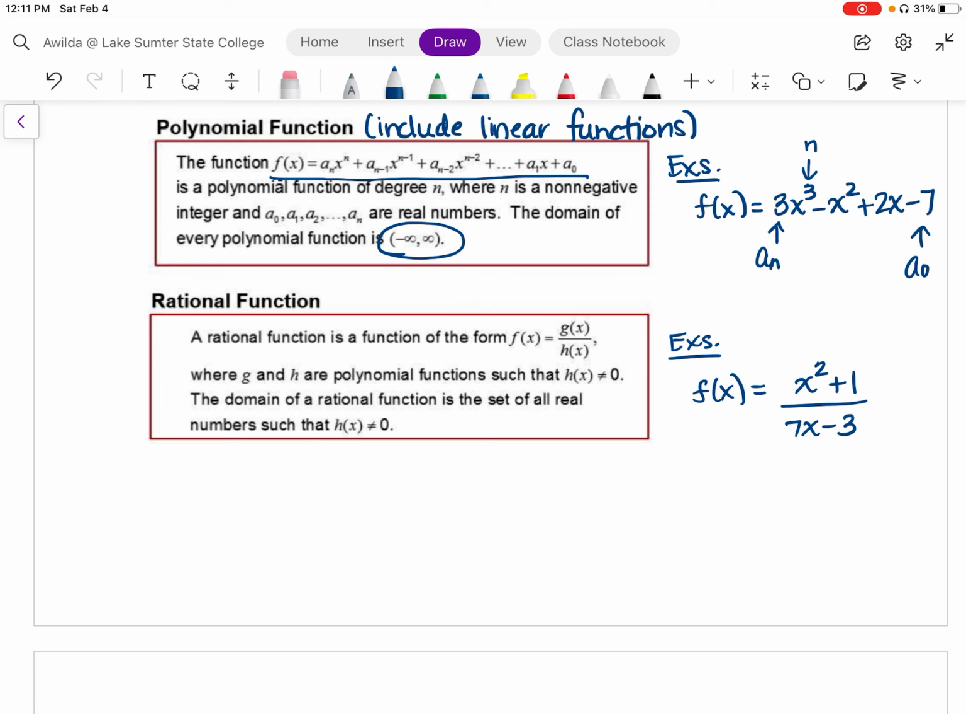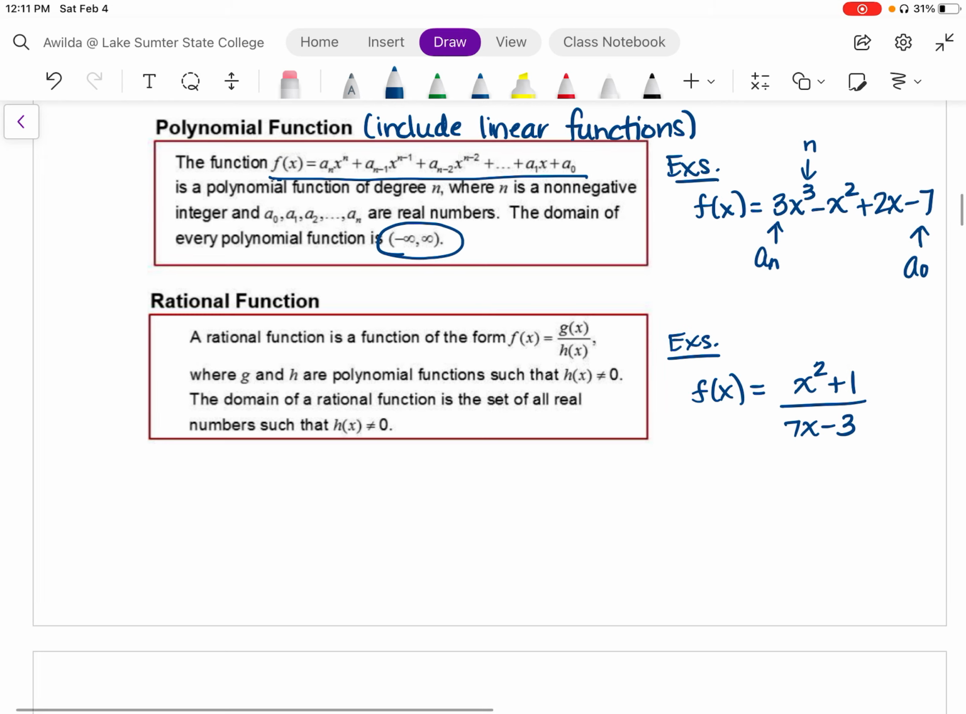So the numerator is a polynomial, the denominator is a polynomial, and for the domain, we have to be careful that denominator 7x minus 3 can't be 0, which means that 7 times x can't be 3 if we add 3 to both sides, which means that x cannot be 3 divided by 7 if we divide both sides by 7. So in this case, we would say that the domain includes all real numbers except for 3 over 7.